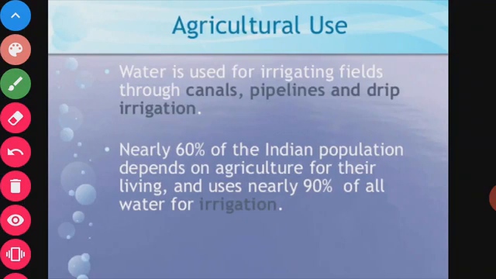Agriculture use. Dear students, India is a country where 60% of the people practice agriculture as their main profession. Agriculture depends upon irrigation for its success. Water is used for irrigating fields through canals, pipelines, or drip irrigation. Nearly 60% of the Indian population depends on agriculture for their living and uses nearly 90% of all water for irrigation.